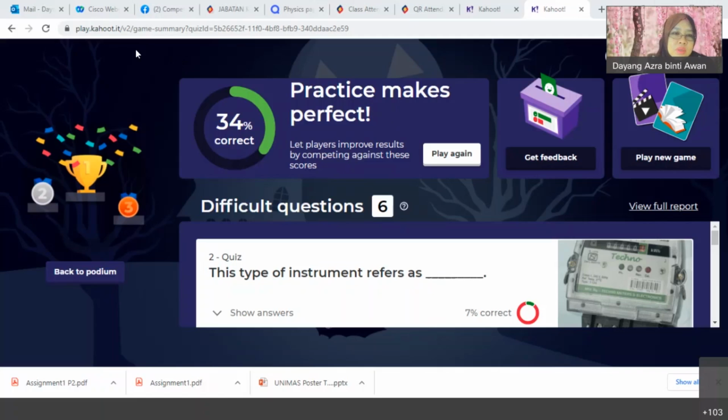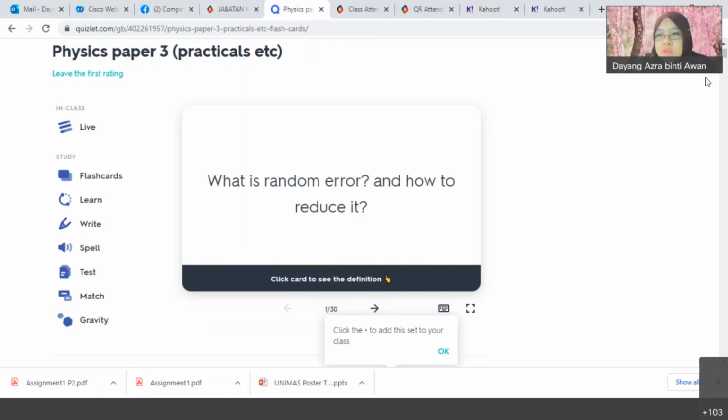Questions. Hello. Yes. Can you read the chat in the chat box? Ada orang private message kita. Yes. Nombor second is Irwin. Yang lain tu tak apa. Okay, saya consider tak apa. It's okay.